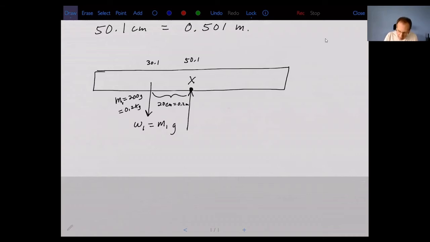Okay. Now on the other side, we're hanging another mass at some location. I'll call this M2. It was 100 grams, which is 0.1 kilograms. So that means I can calculate the force, which is just the weight, W2, is going to be M2G.